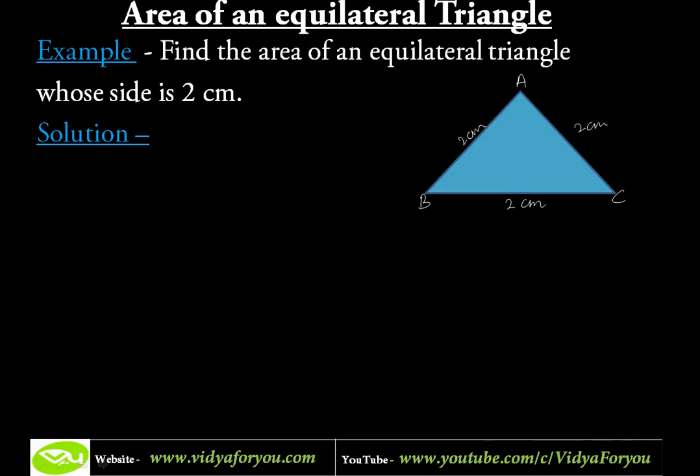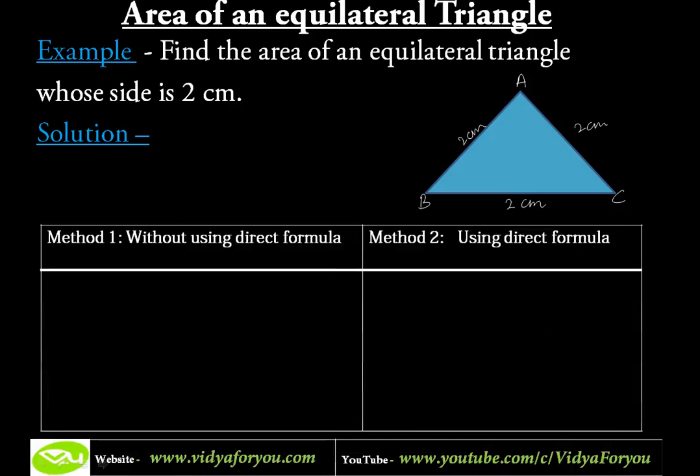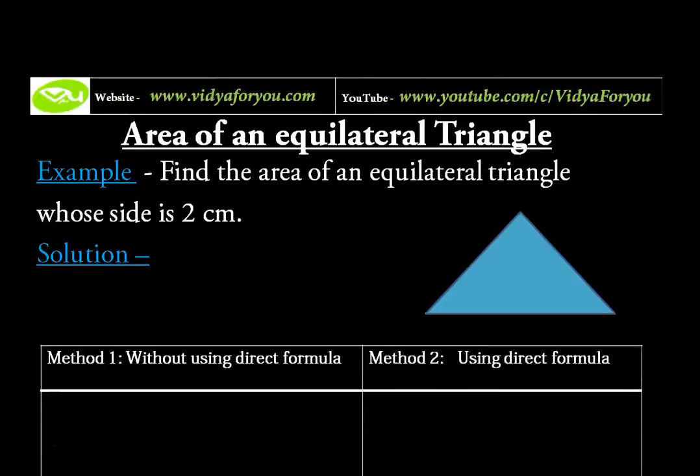So again we have two ways. We'll go with the basic formula, that is without using the direct formula, and then using the direct formula. Here area is equal to half into base into height, and here area is equal to root 3 by 4 into side square. This is very straightforward. You can write area of triangle ABC is equal to root 3 by 4 into side square, that is 2 square centimeter square. So root 3 by 4 into 4 centimeter square, that is root 3 centimeter square, right?